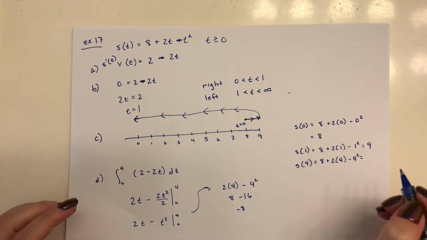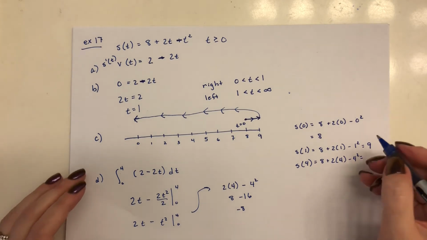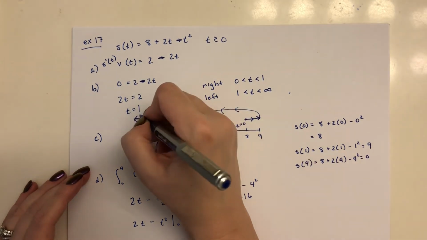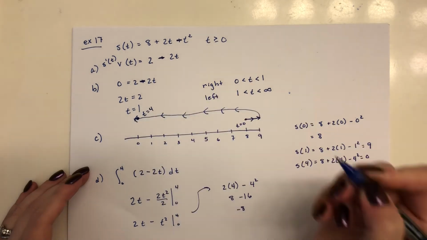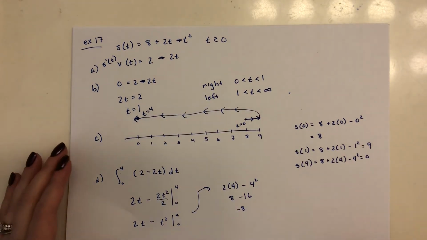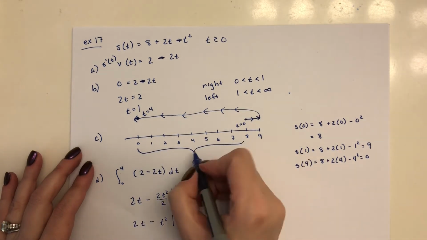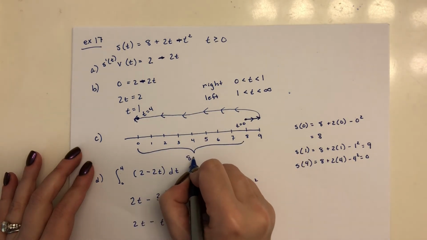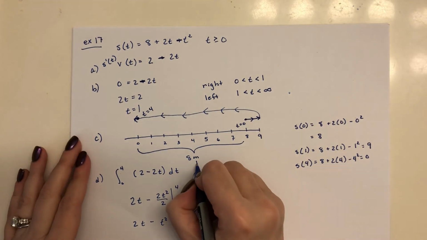It turns out when I'm over here at time 4 that my position is at 0. So that is t equals 4. That means from where I started to where I stopped, that distance is 8 meters. Now, that's my displacement, right here, displacement.